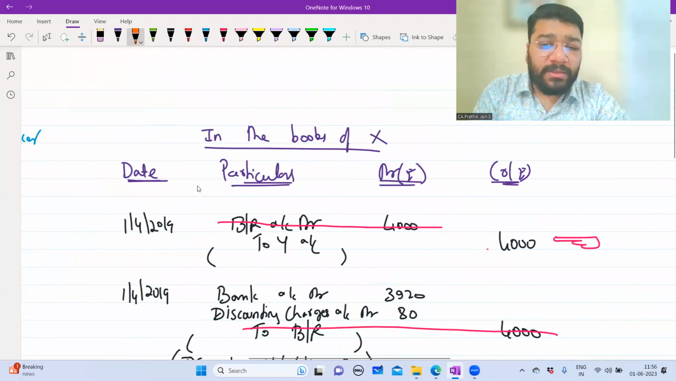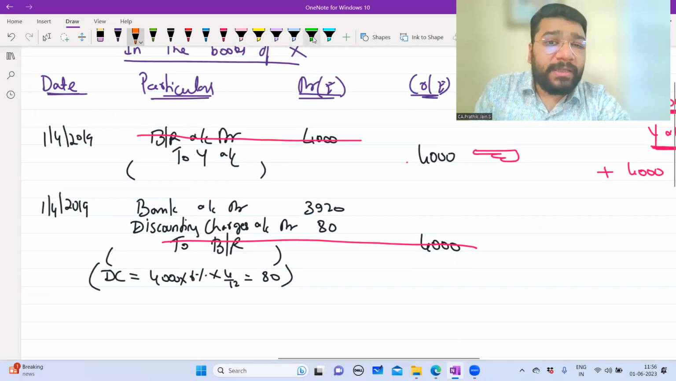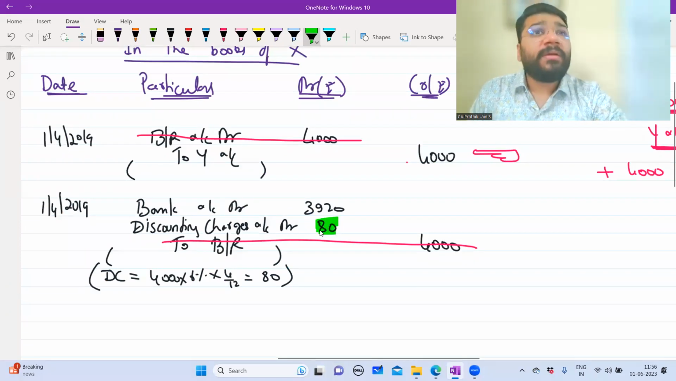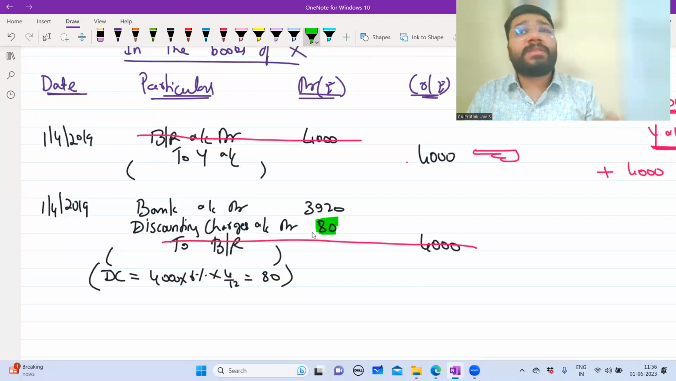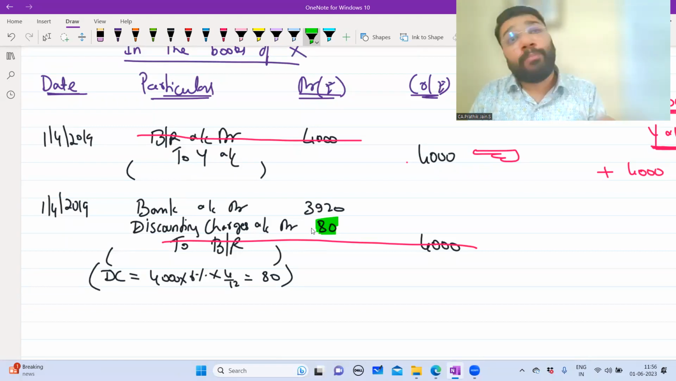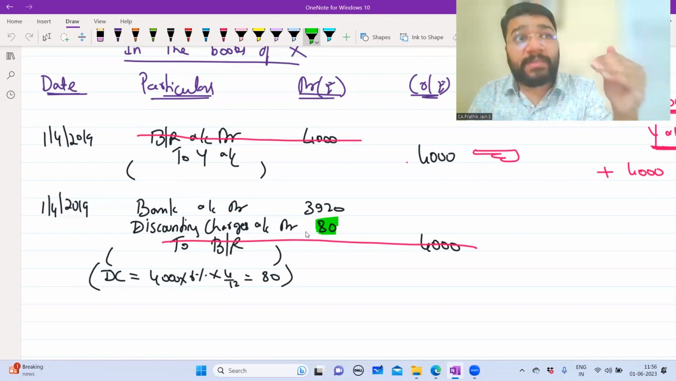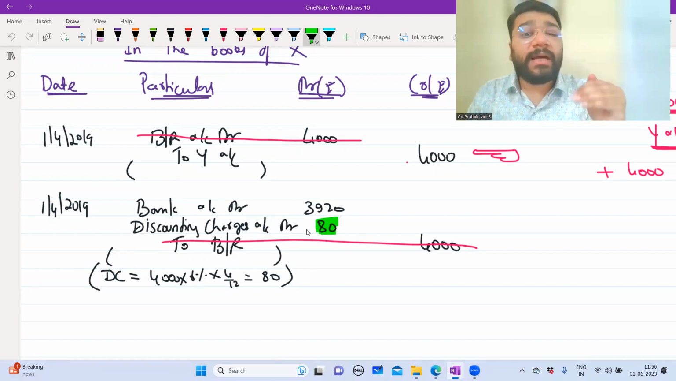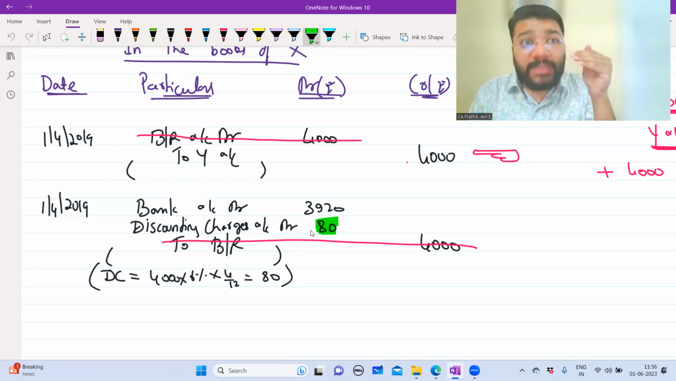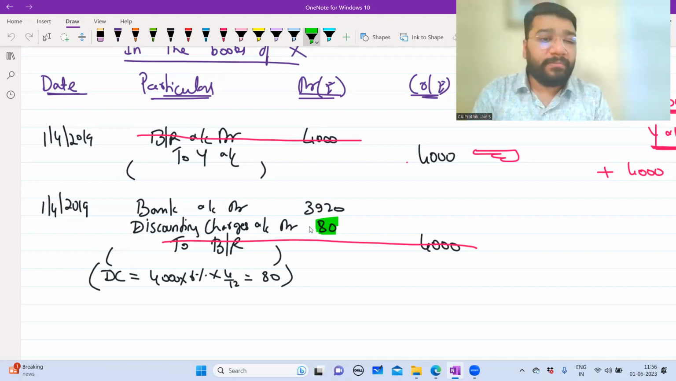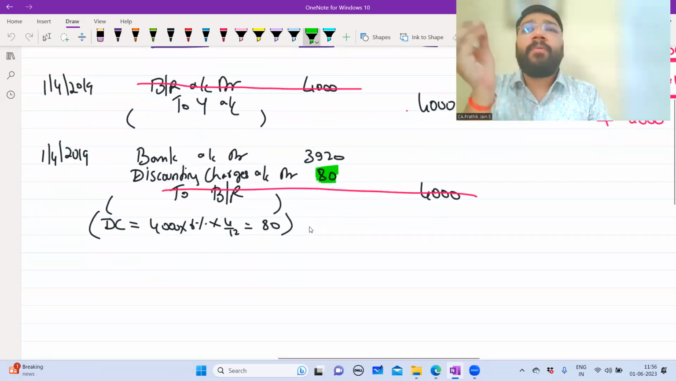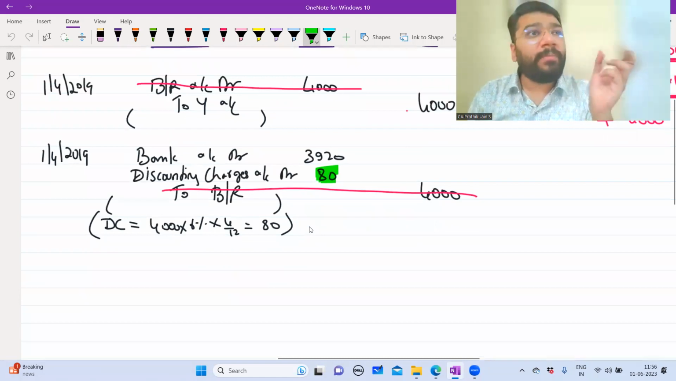So, now, guys, who has recorded the 100% charges? When you recorded 80 rupees, this 80 rupees debit means X is bearing the entire 80 rupees charges. But is X supposed to bear full 80? No. So we have to reverse 40. Discounting charges, when you record it, you debit it. To reverse, we have to credit. And we are giving a portion of the amount to Y.